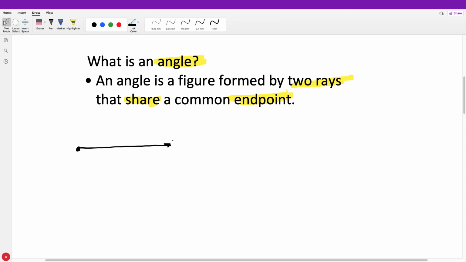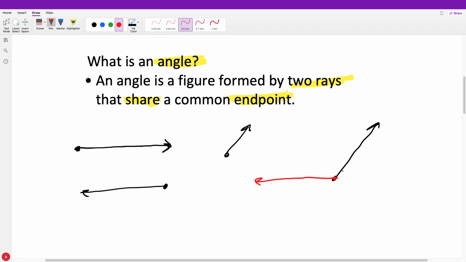We can think about when we were graphing all of our inequalities, we were drawing a ray. So here's my endpoint, and here's my arrow that tells me it goes to infinity. And that ray can go in any different direction. They can go up, down, they can go left, right. But when we have an angle, it's where we have two rays. So let's say we have a ray here, and I'm going to draw another ray in red that shares that common endpoint. So here we actually create an angle within here. So this is our angle.